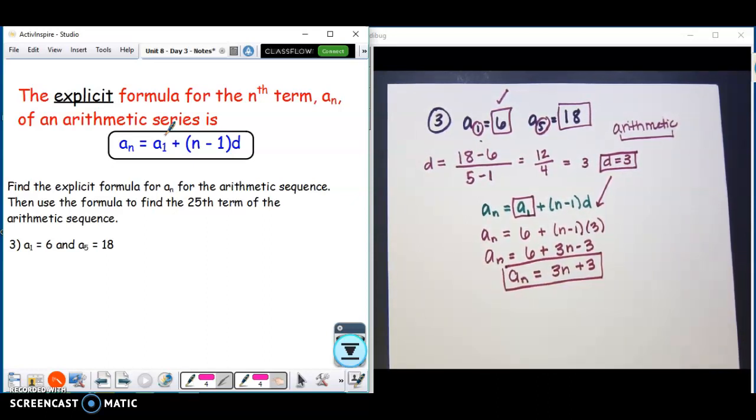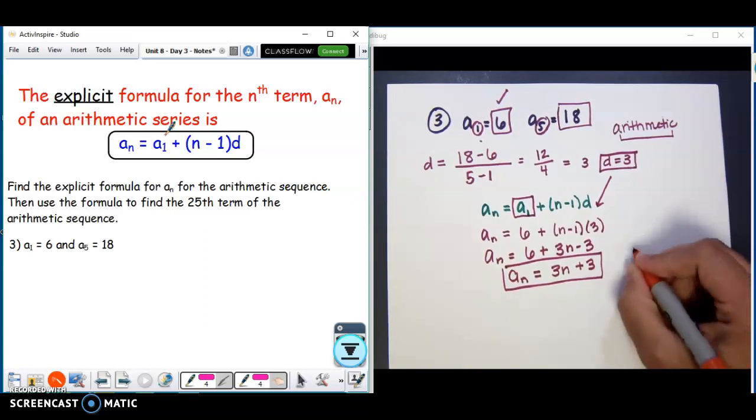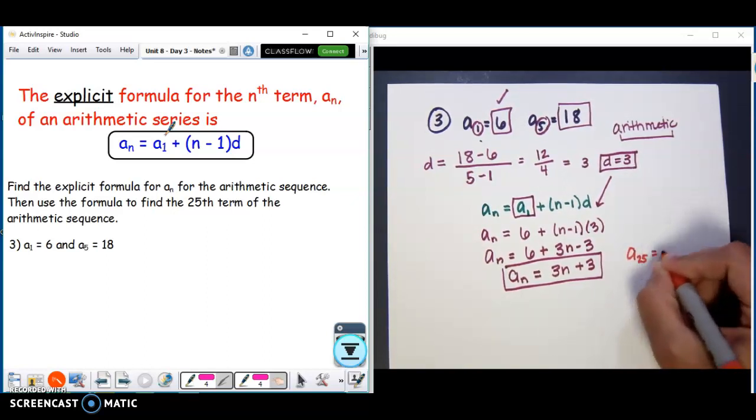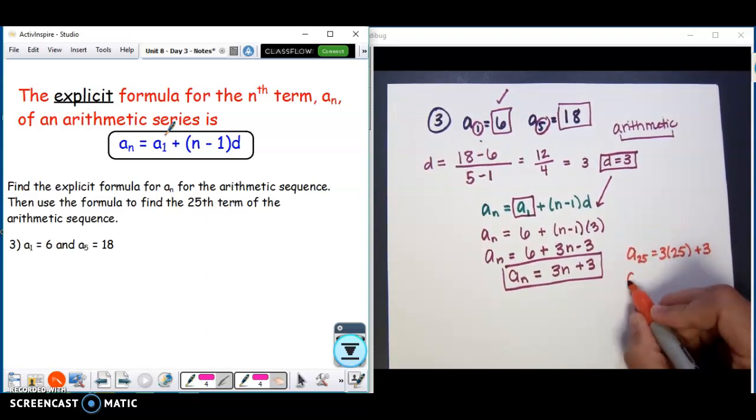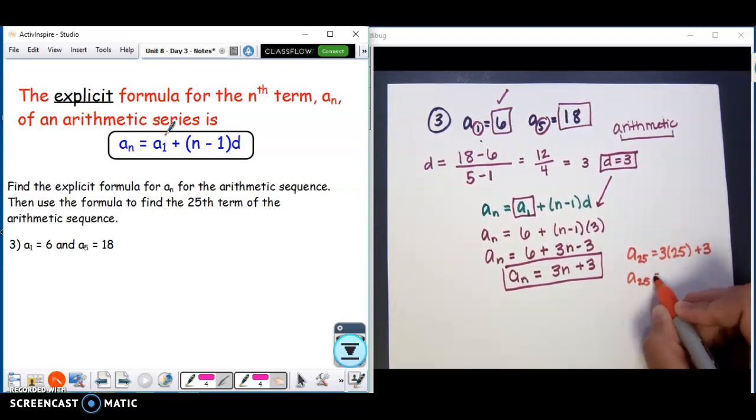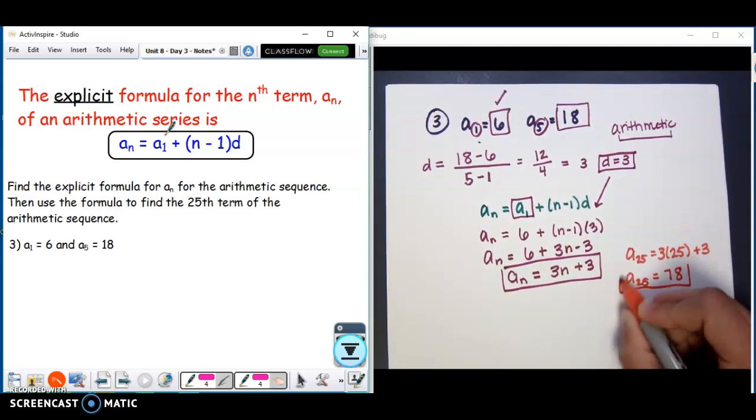Alright, it did say they wanted us to find the 25th term. Well, because you have the explicit formula, remember to find whatever term they want, you just plug it in. So if we want to find the 25th term, we'll just plug in 25. So for the 25th term, we'll have 75 plus 3, so we'll end up with 78.